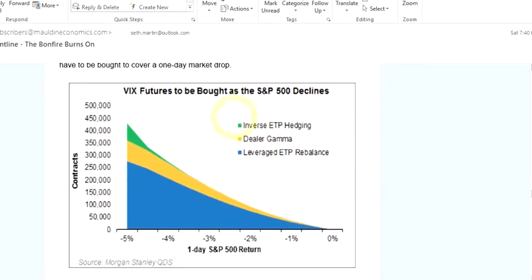VIX futures, you can see what they're doing is this is the 1-day return on VIX futures, and look how many contracts there are. There's 400,000 contracts.